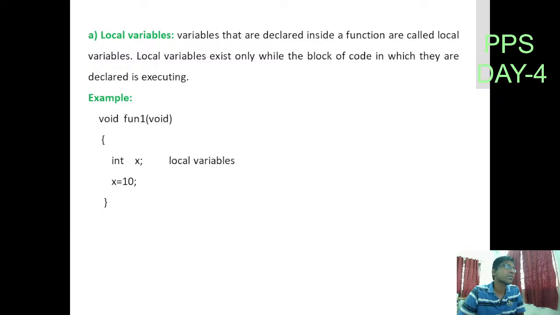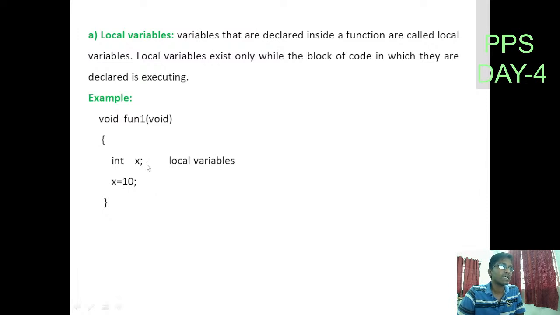So for example, here I mention function1, and I'm going to declare a variable int x, and after that I'm going to assign x is equal to 10. Here this variable x can be called a local variable. Why? Because I declared the variable inside of my function. So that's why it is called a local variable. Are you understanding what I'm saying?